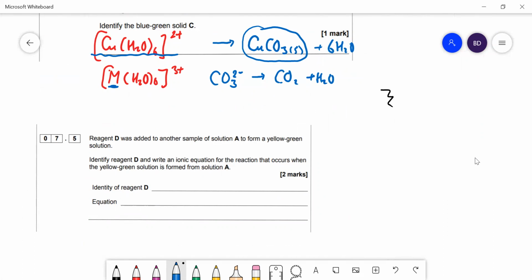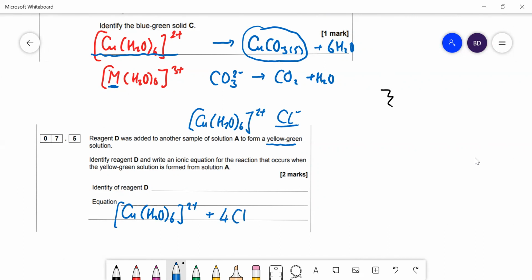Reagent D was added to another sample of A to form a yellow-green solution. So we're adding it to copper, and you should know this. How can you turn blue copper 2+ ions in solution to a yellow-green? Well, that's if you add chloride ions, and they will replace the waters. The chloride ions will act as a ligand. So let's write the equation first. You get Cu(H2O)6 2+, and it's only 4 chloride ions. If you remember, the chloride ions are bigger ligands, so you can't fit 6 around. You only fit 4, and so the formula of the complex is CuCl4. You've got a 2+ on the copper and 4 minuses on the chloride, so it's 2- overall, and you will get 6 H2O molecules released there. They'll be replaced by the chloride ligands.